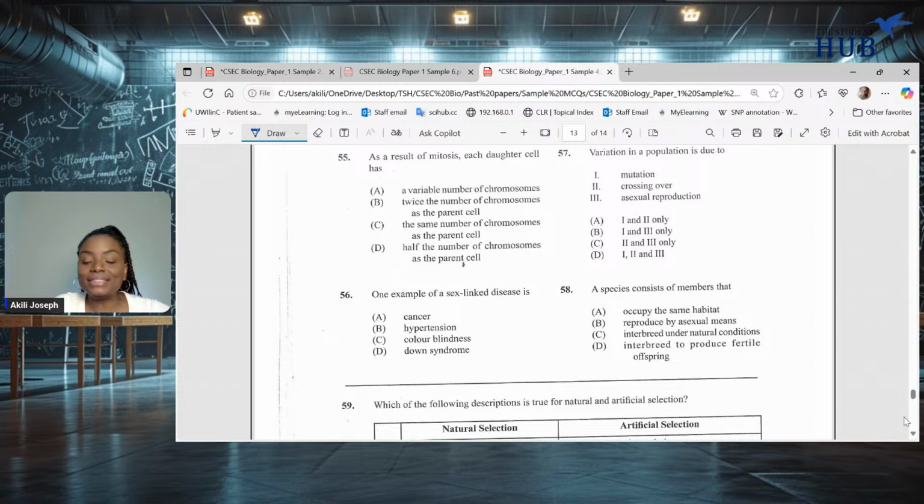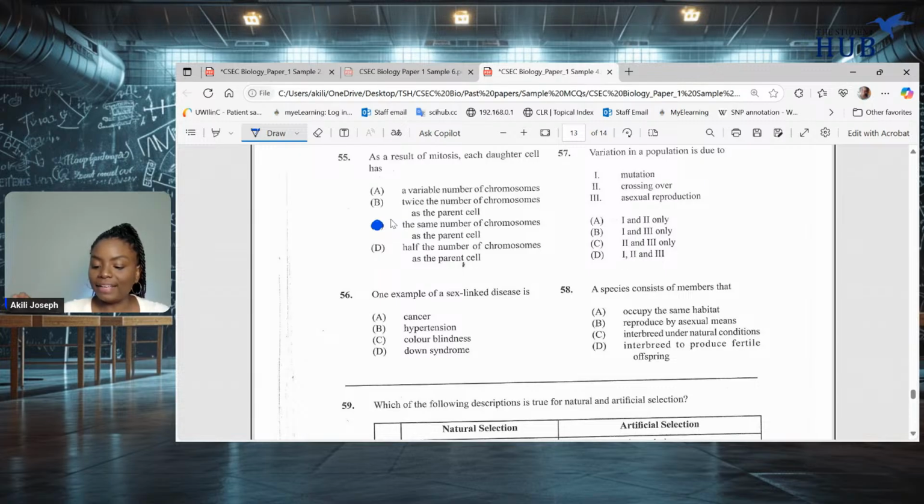55, as a result of mitosis, each daughter cell has a variable number of chromosomes, twice the number of chromosomes as the parent cell, the same number of chromosomes as the parent cell, or half the number of chromosomes as the parent cell. Yeah, 54 pops up a lot. 55 is going to be C, mitosis being the photocopying machine. Exactly what you put in is what you get out.